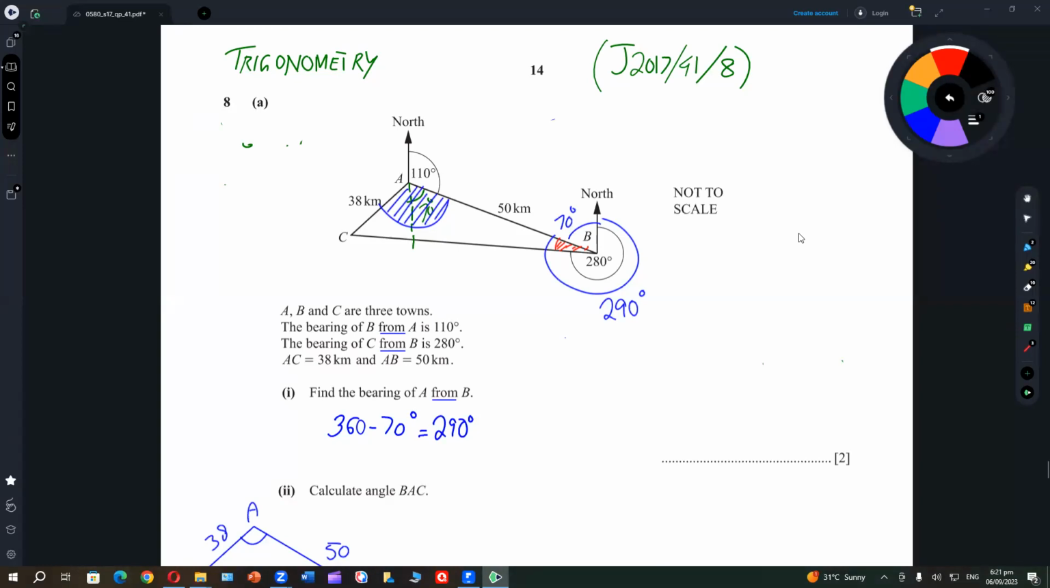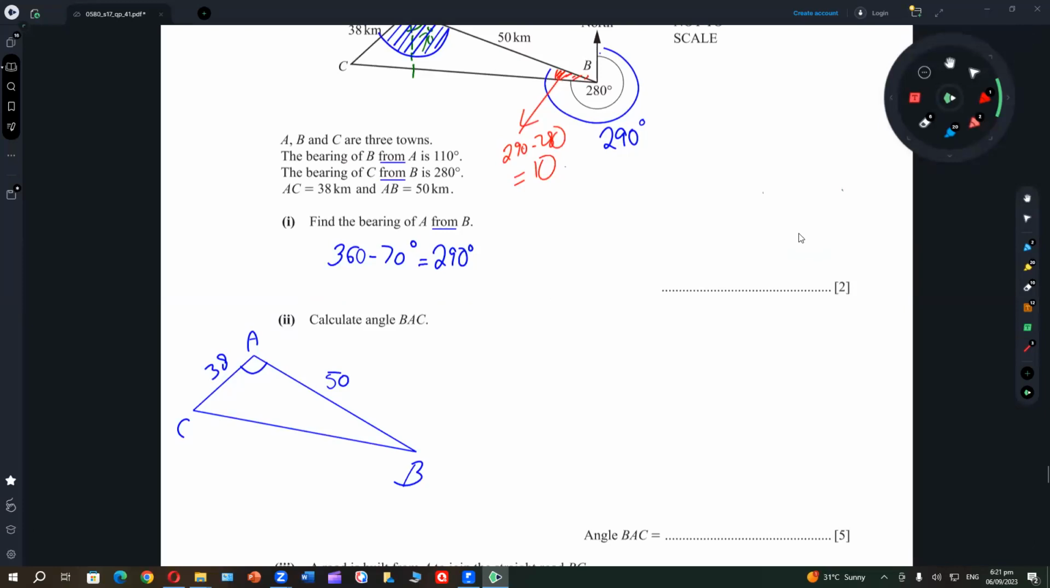There is no right angle here. Look carefully. The 70 is not part of that angle. Look at the red angle carefully, and the blue angle. I removed this to avoid confusion. Now look carefully. How can I find the red angle? Look carefully, 290 and 280. 290 minus 280. Very good, is equal to 10. Copy it here.